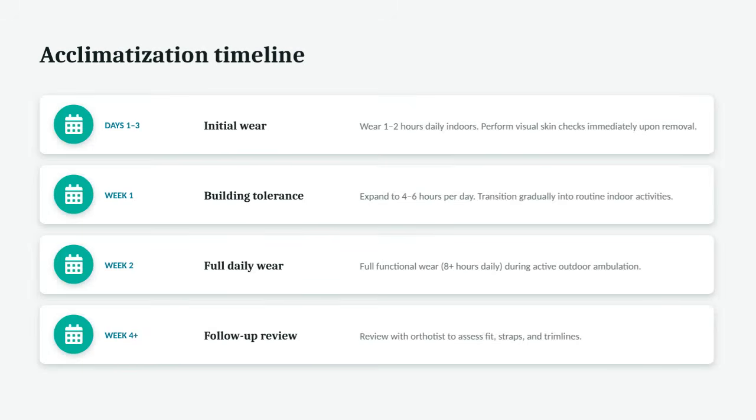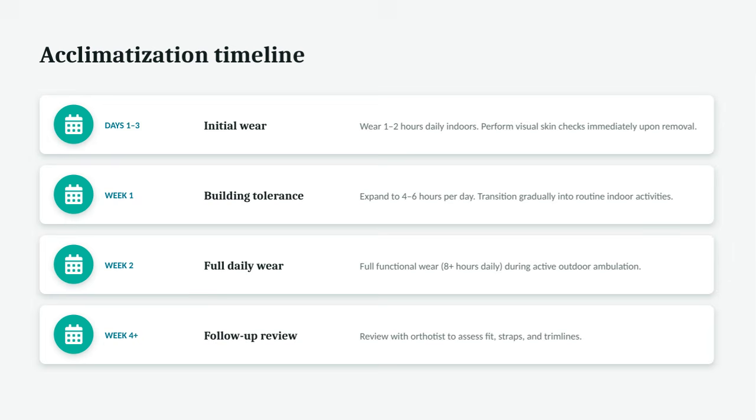Let's walk through the acclimatization timeline for successful wear, starting with days 1 through 3. You begin with initial wear by putting the device on for 1 to 2 hours daily, indoors only. It's important to perform visual skin checks right after removing it to ensure there are no issues. Moving into week 1, the goal is building tolerance, gradually expanding wear time to 4 to 6 hours per day while transitioning into routine indoor activities.